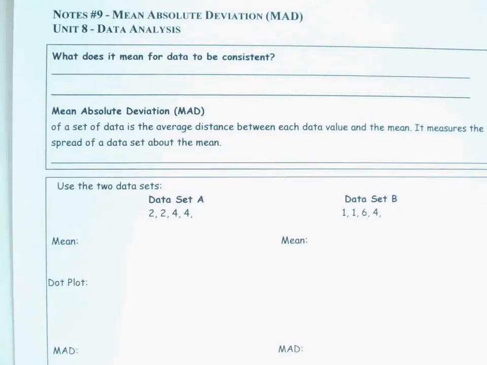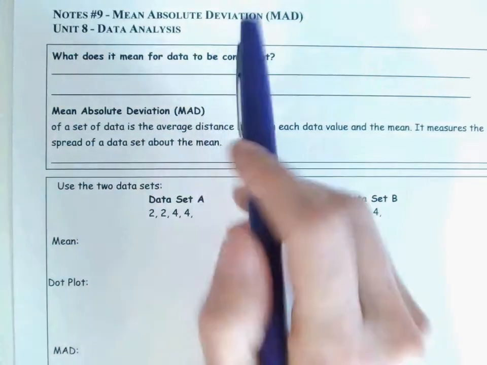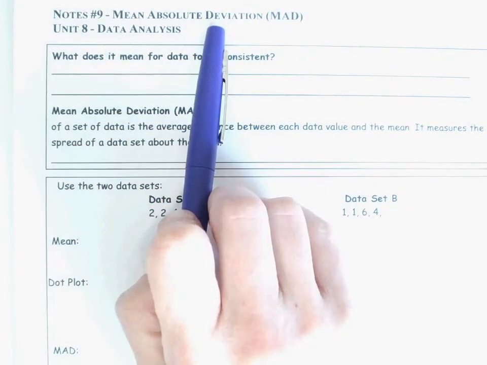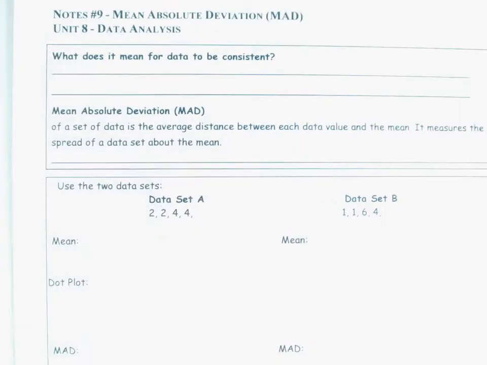And what we're going to do is talk today about something called mean absolute deviation. This measures variability. This was also first introduced to you back in 6th grade, and if you don't remember it from back then, that's okay. So we're going to review all of it today.